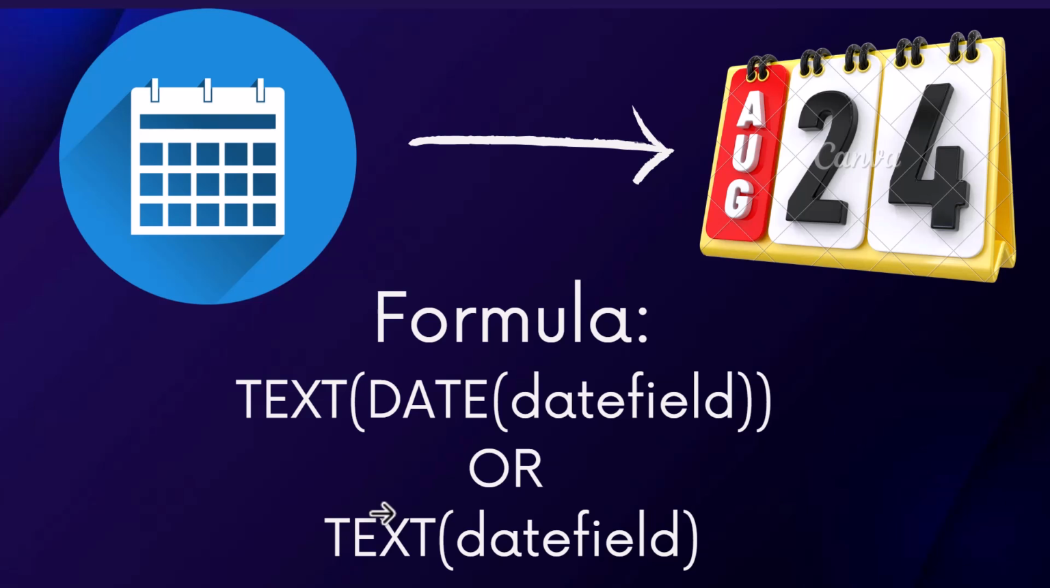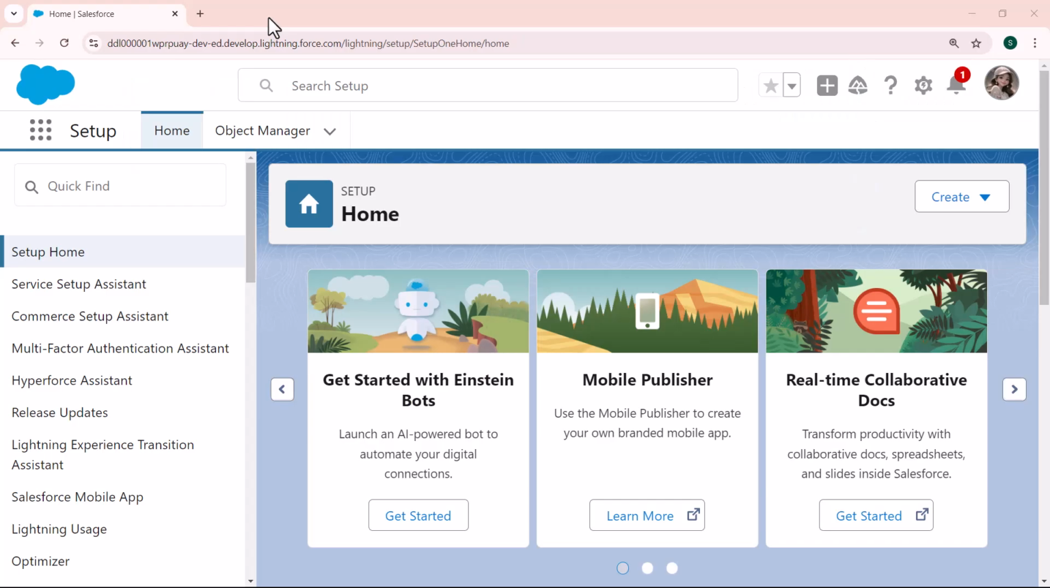For this, we first move to our Salesforce org. Here I open my Salesforce account, and by default it is open in the Lightning edition. If you are not in Lightning, first switch to Lightning and then proceed and learn how to convert date to a text in Salesforce Lightning.